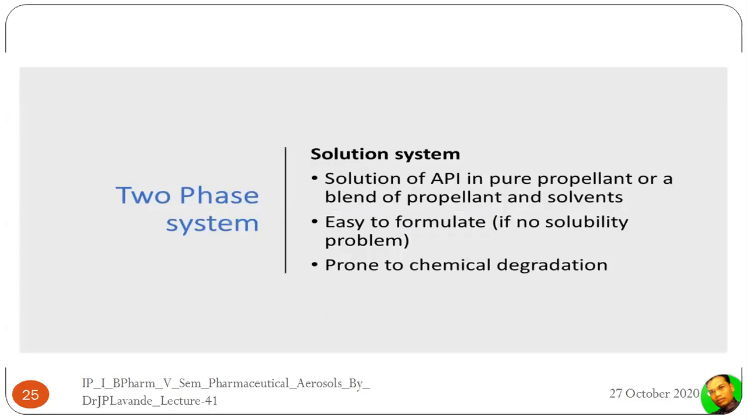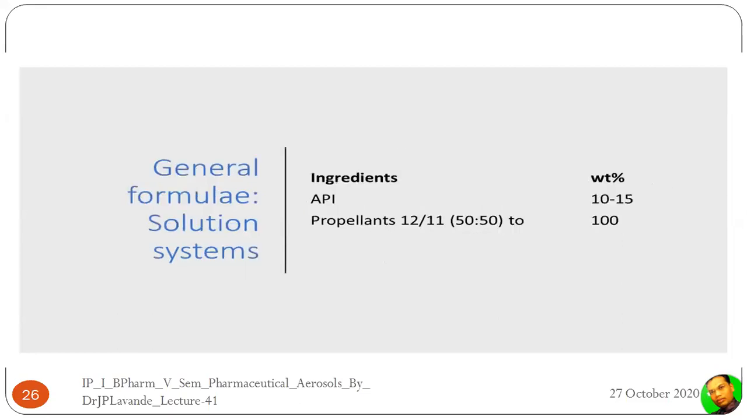The two-phase system is the solution system. Here, a solution of API in pure propellant or a blend of propellant and solvent is prepared. It is easy to formulate if no solubility problems are there, and these are prone to chemical degradation. As for the general formula of the solution aerosol system, you can see the active pharmaceutical ingredient at 10 to 15%, and the propellant 12 and propellant 11 in the proportion of 50:50, that is the mixture of propellants, to make up 100%.